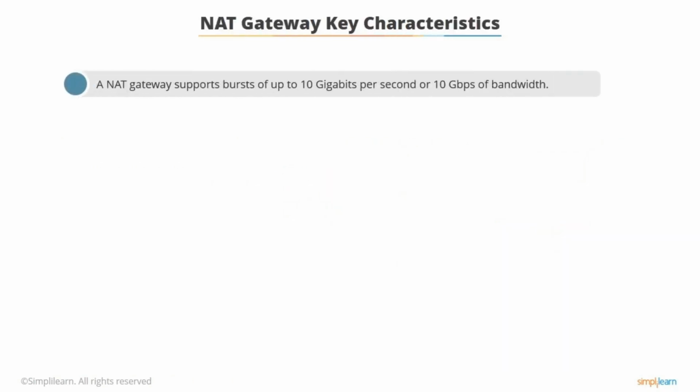A NAT gateway supports bursts of up to 10 gigabits per second or 10 Gbps of bandwidth. If you require more than a 10 Gbps burst, you can distribute the workload by splitting your resources into multiple subnets and creating a NAT gateway in each subnet.